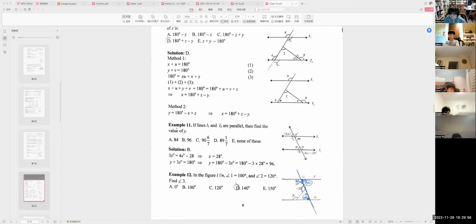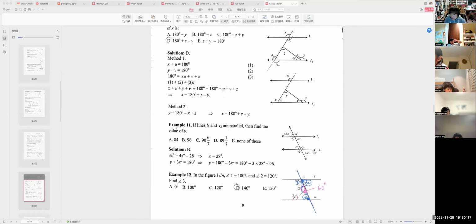You see, this one is 120. Can you tell me what this pink angle is? This is a straight angle, right? So this one's 180, this is 120. So this pink one is what? 60 degrees, correct?